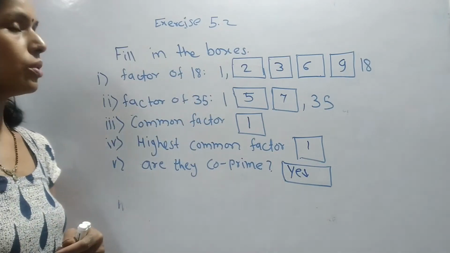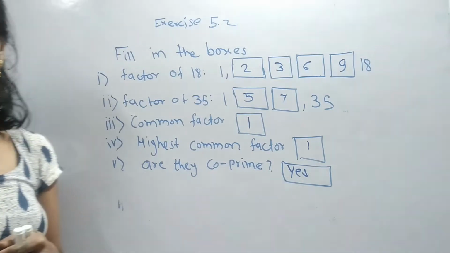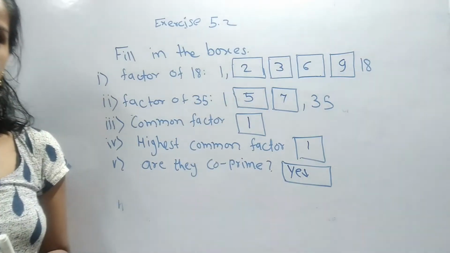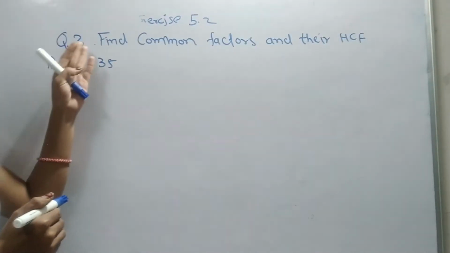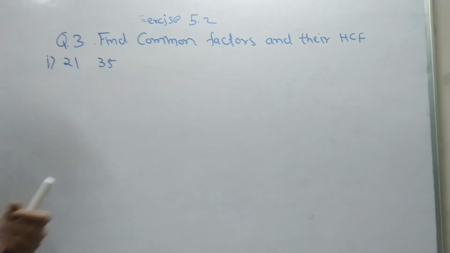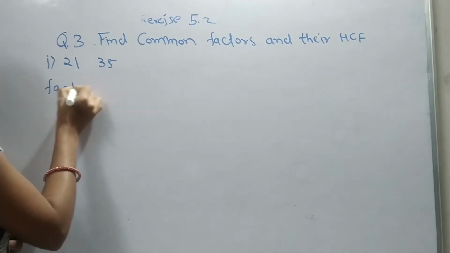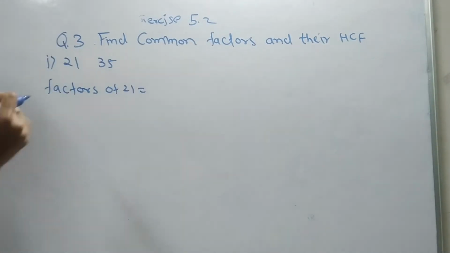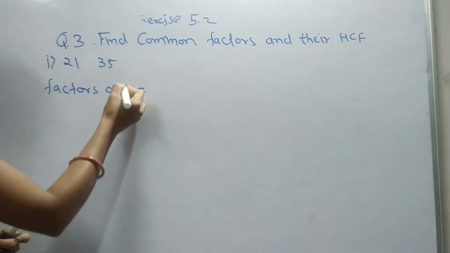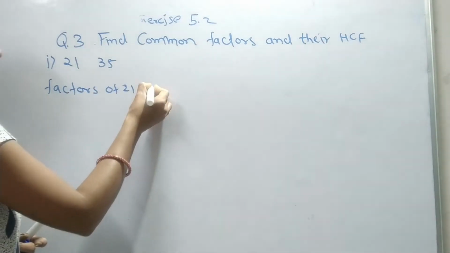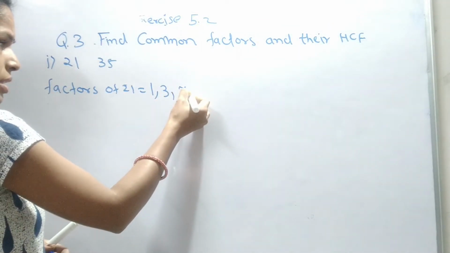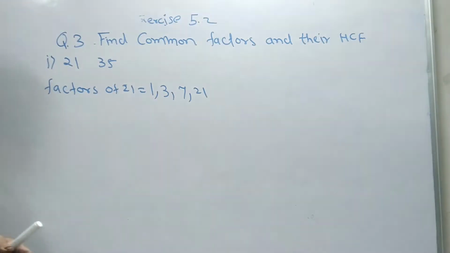This is your question number 2. Now, in question number 3, we will find the common factors and their HCF. The numbers given to you are 21 and 35. Factors of 21: 21 is divisible by 1 because 1 is a factor of every number. Then the next factor of 21 is 3, then 7 and 21. These are the factors of 21.